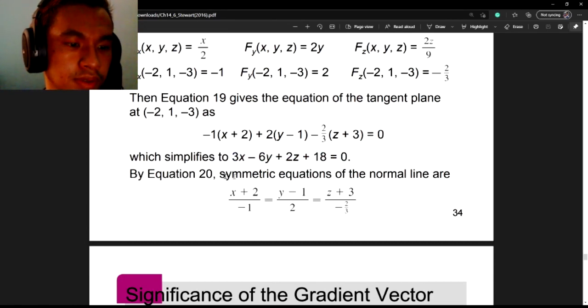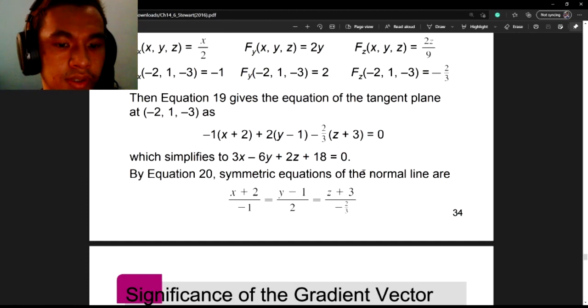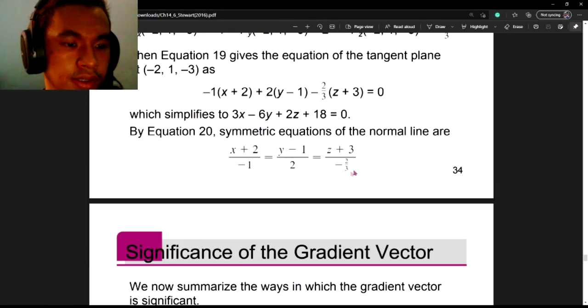And by equation 20, the symmetric equations of the normal line are this equation.